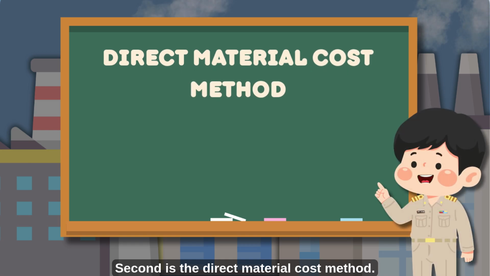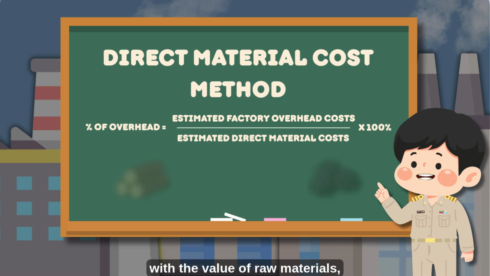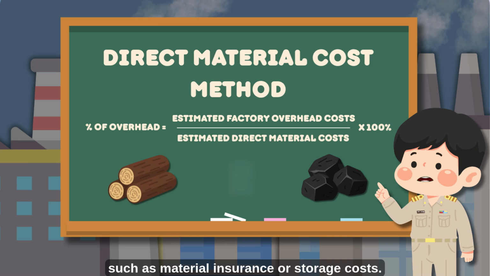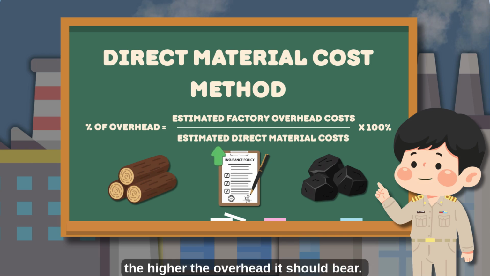Second is the direct material cost method. This is used if the overhead costs vary significantly with the value of raw materials, such as material insurance or storage costs. It assumes that the more expensive the material used, the higher the overhead it should bear.